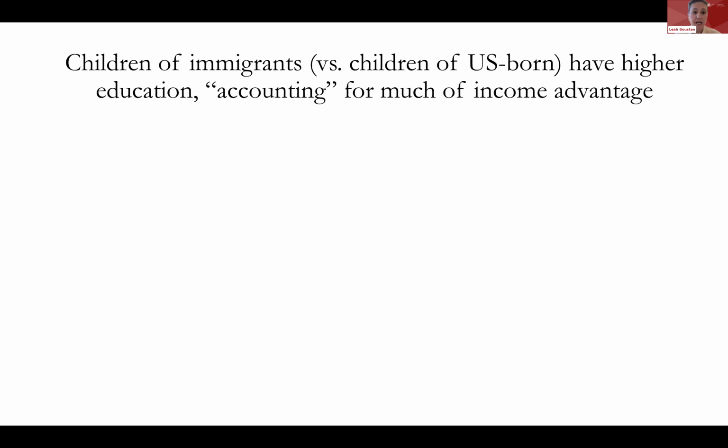So the final point I want to make on this is some really hot off the presses data that we recently disclosed from the Census RDC for the case of the US. And here we find, precisely as we would expect if the educational system is what's mattering, that the children of immigrants relative to the children of US born have higher education levels at each point of the parental income distribution, and that this accounts for much of the income advantage that I've already showed you in the case of the US.